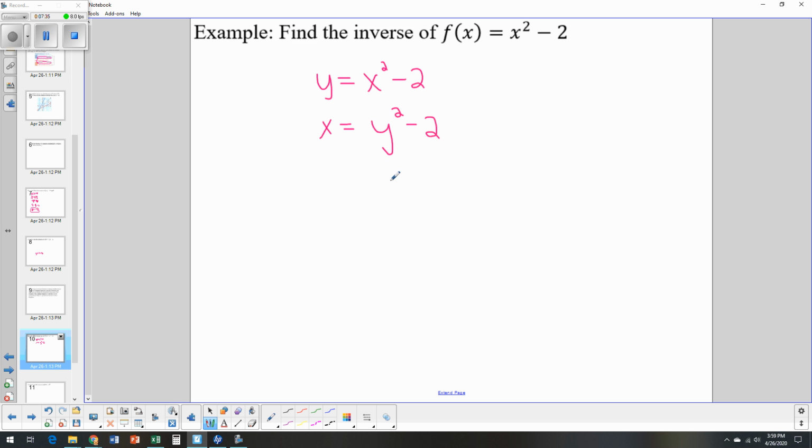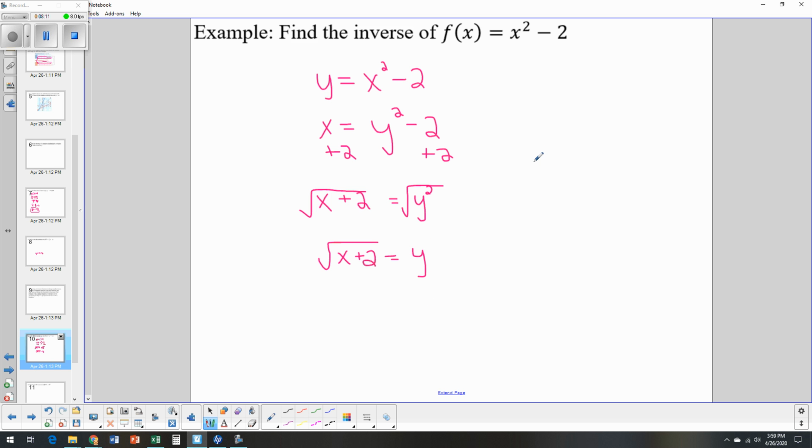And my goal is to get y completely alone. So I'm going to start by adding 2 to both sides. So now x plus 2 is equal to y squared. And now to get y squared to be just y, I know I would have to take the square root. And I'm going to do that to both sides. So now the square root of x plus 2 equals y.